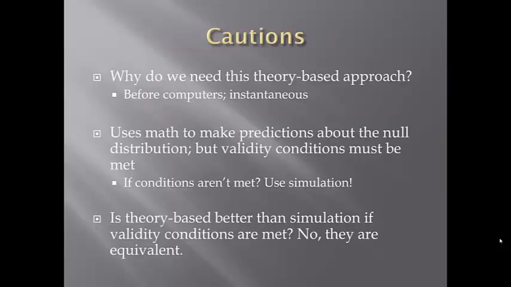A few words of caution. So why do we need this theory-based approach? Well, before we had computers, this was really a necessity. Conducting many simulations was impossible or impractical. This approach is using mathematics to make predictions about the shape, location, and variability of the null distribution. Those predictions are accurate as long as certain conditions are met. If the conditions aren't met, you should use simulation.